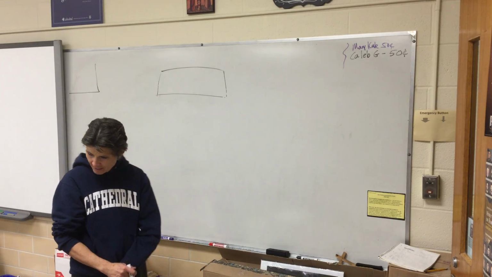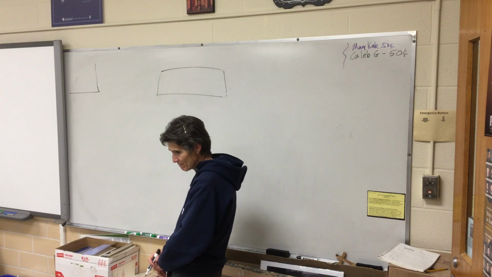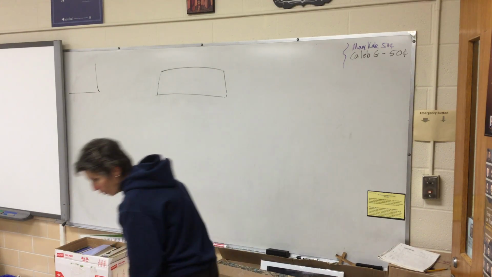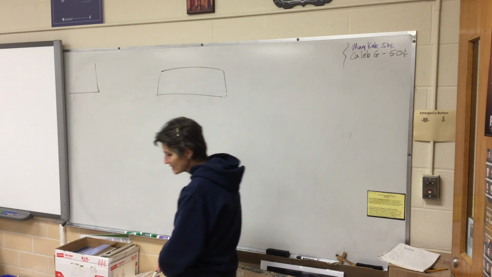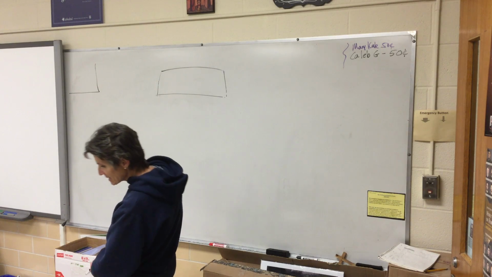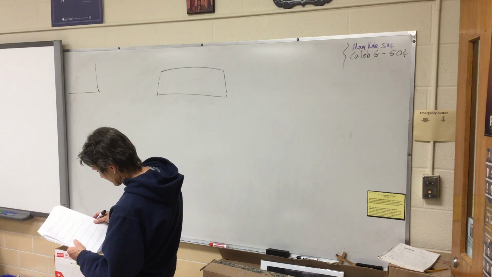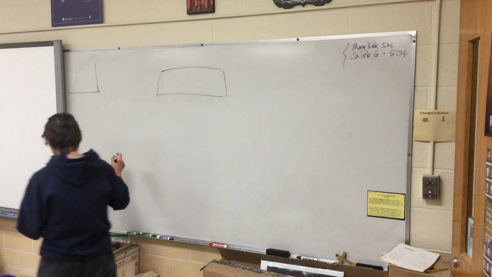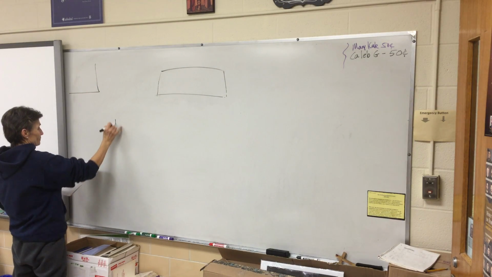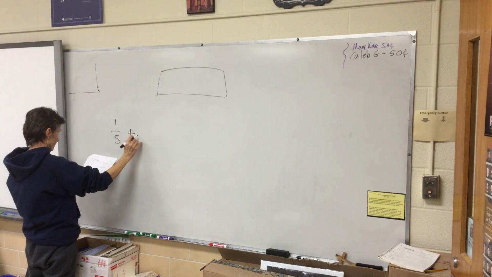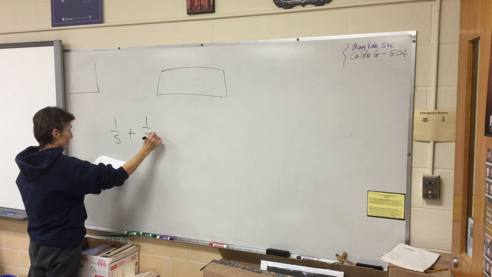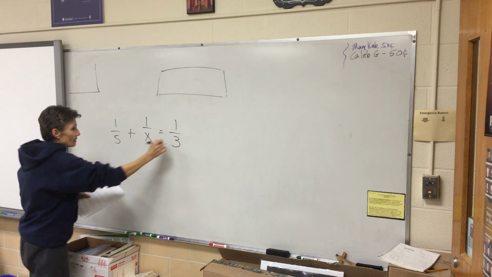All right, let's make sure we're staying good and focused, okay? Caden Cole, you got an equation? I'm not saying the final answer. I'm just saying, do you have the thing set up? Yeah. All right, what do you have for number 4? 1 over 5 plus 1 over x equals 1 over 3.